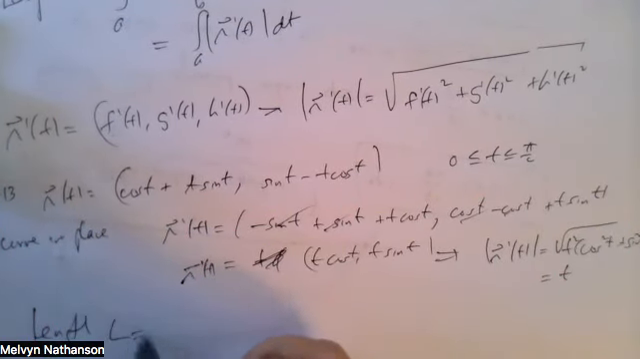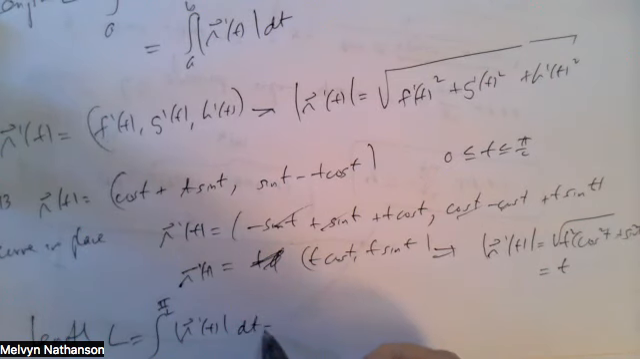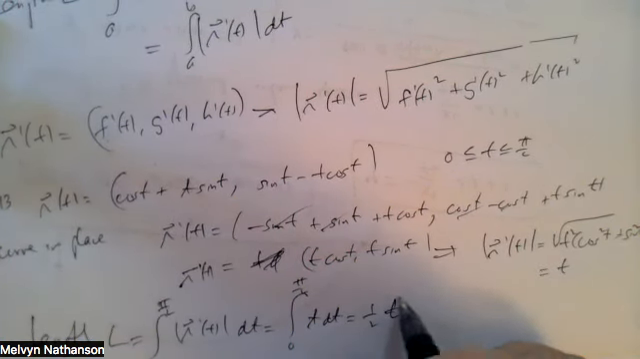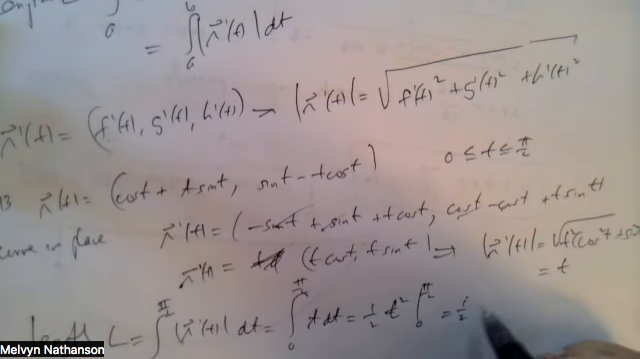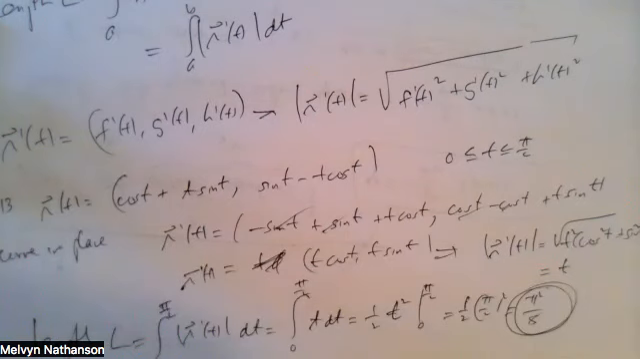So the length of the curve, L, is the integral from 0 to pi over 2 of the length of r prime of t dt, the integral from 0 to pi over 2 of t dt. The integral of t is a half t squared from 0 to pi over 2. That's a half pi over 2 squared. That's pi squared over 8. So that's the answer to 14.4, number 13. Pi squared over 8. Good.